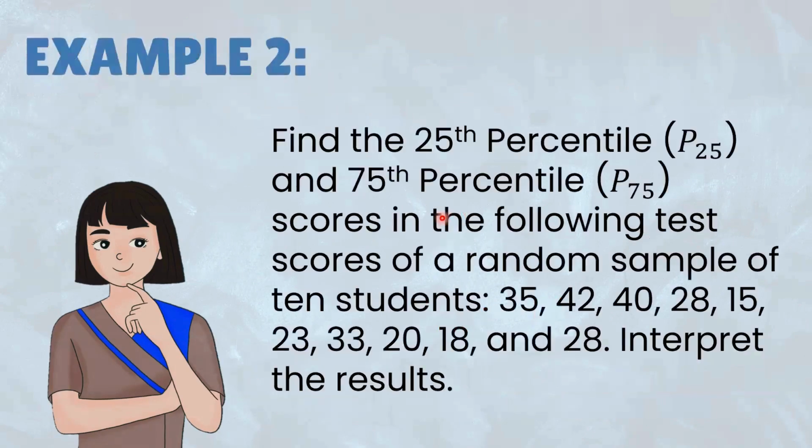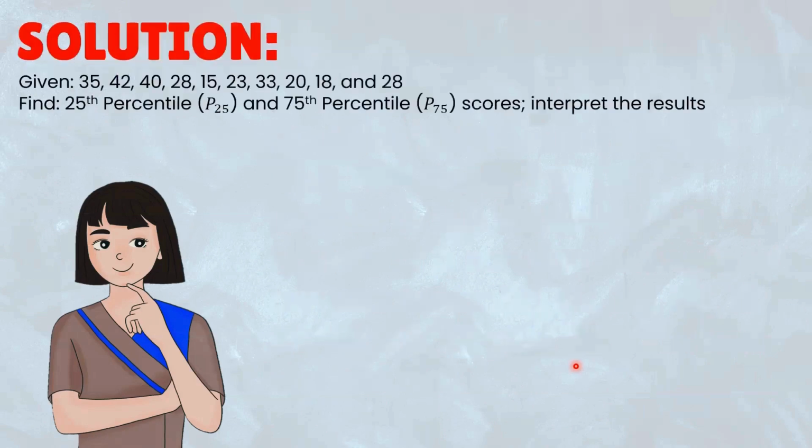Okay, so that's all for our first example. Let's have another. Find the 25th percentile and the 75th percentile scores of the following test scores of a random sample of 10 students: 35, 42, 40, 28, 15, 23, 33, 20, 18, and 28. And then we interpret the results.